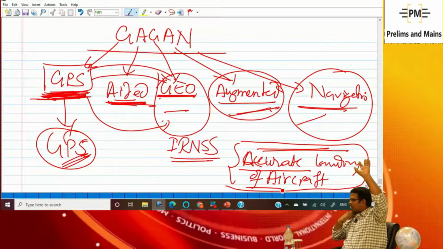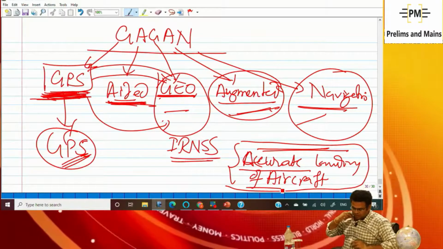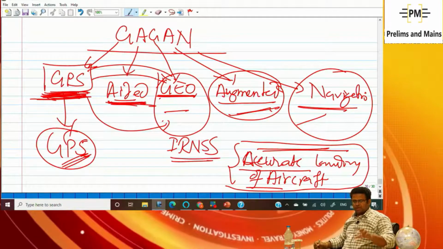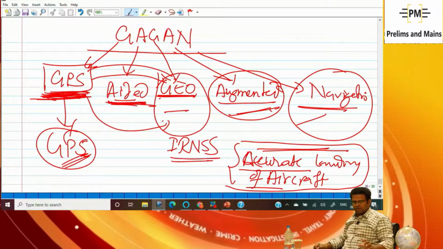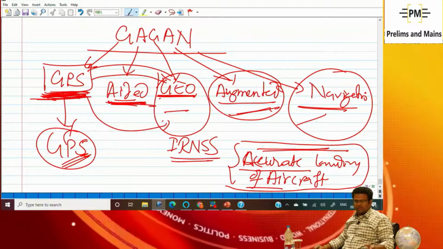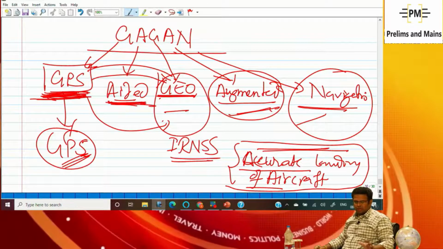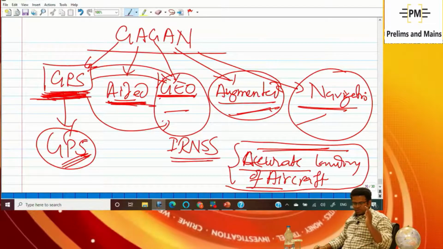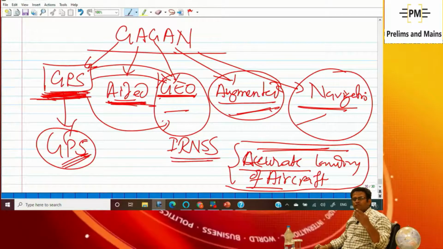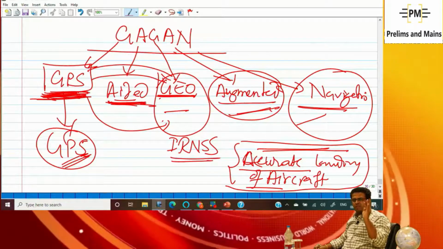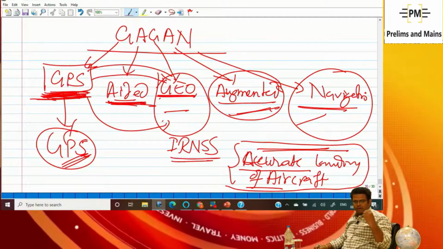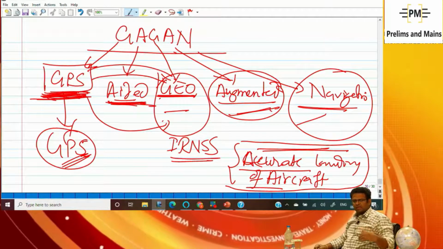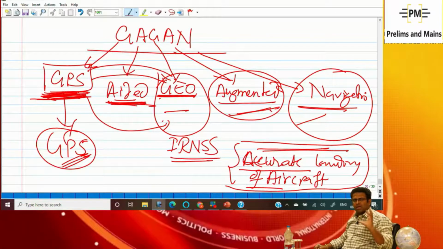Everyone is clear? Your answer is not coming, because if it is not clear, then how can I move ahead? GPS Aided Geo Augmented Navigation. Gagan's full form: first G for GPS, A for aided. That means GPS is helping Geo, meaning IRNSS, and augmenting the navigation, and then navigation of what?